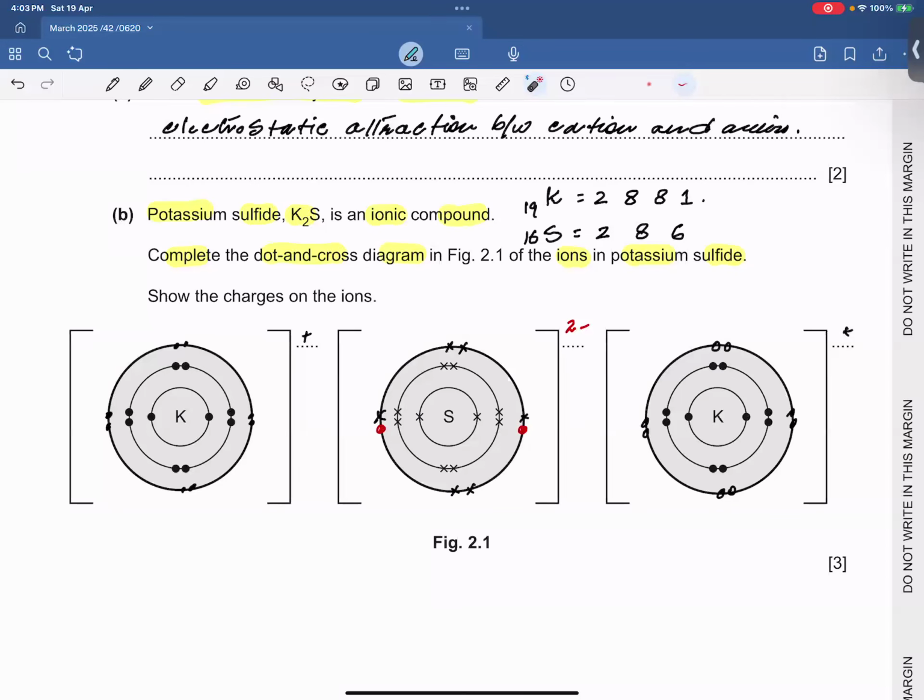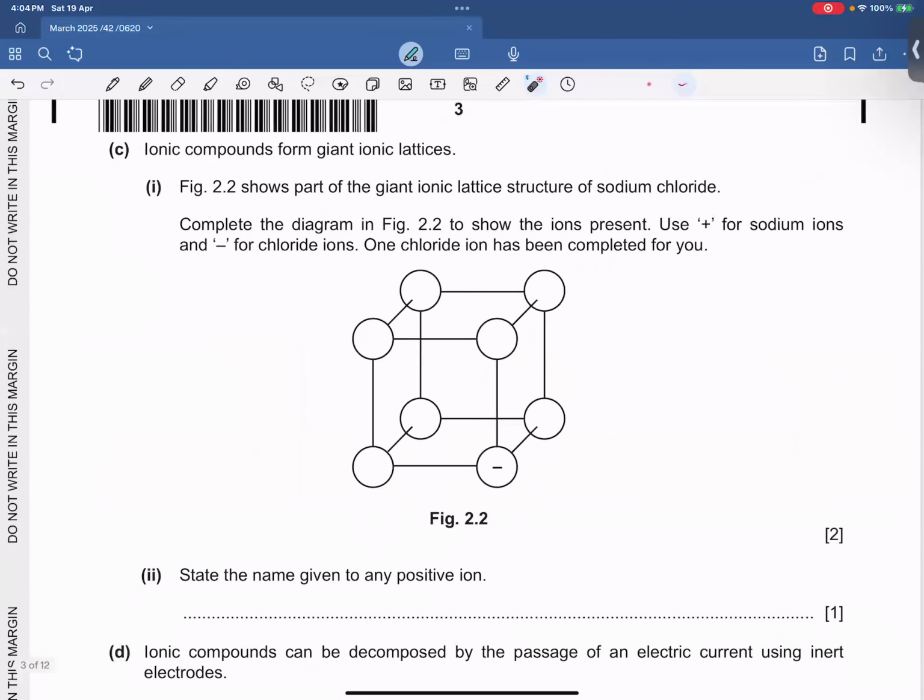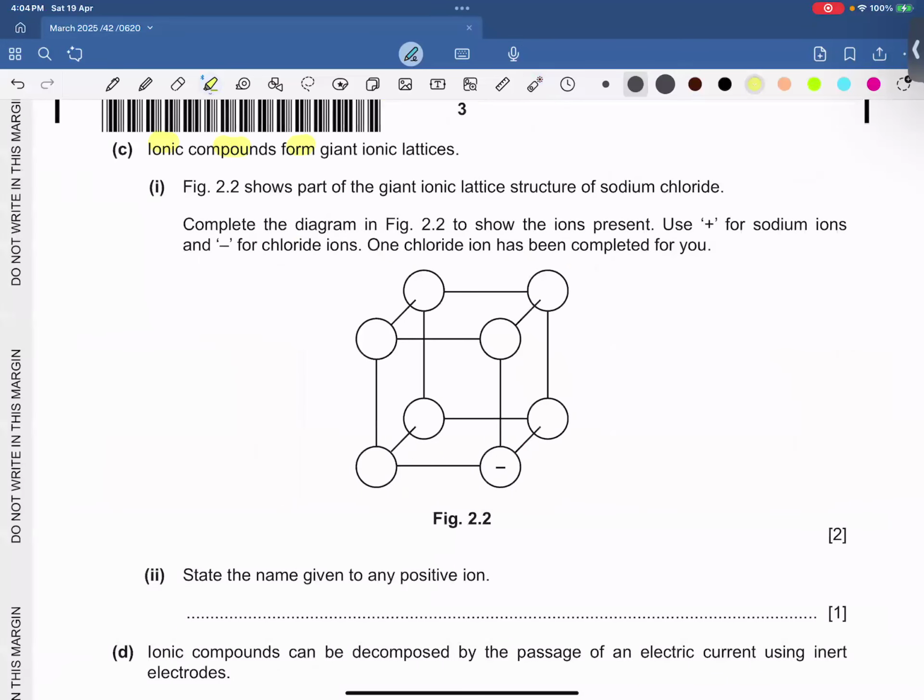Next, ionic compounds form giant ionic lattices. The diagram shows part of the giant ionic lattice structure of sodium chloride. We did that in class. We did the sodium chloride lattice. Complete the diagram to show the ions present. Use positive for sodium ion and negative for chloride ion. One chloride ion has been completed for you.